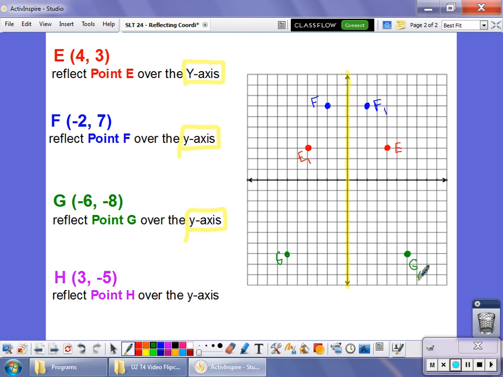And last but not least, letter H, +3, -5. And again, we want to reflect over the y-axis. So we're going to go 3 units to the left to get to the y-axis. So we'll go 3 units on the other side to get to my reflection. And that's all there is to it. Remember, reflections are the 2 points that are the same distance from an axis, either the x-axis or the y-axis.